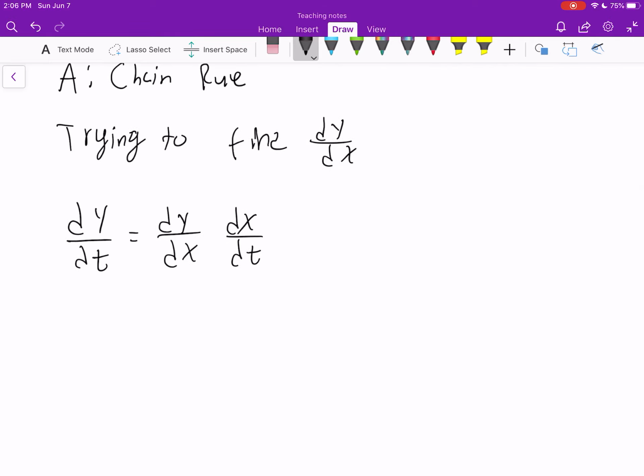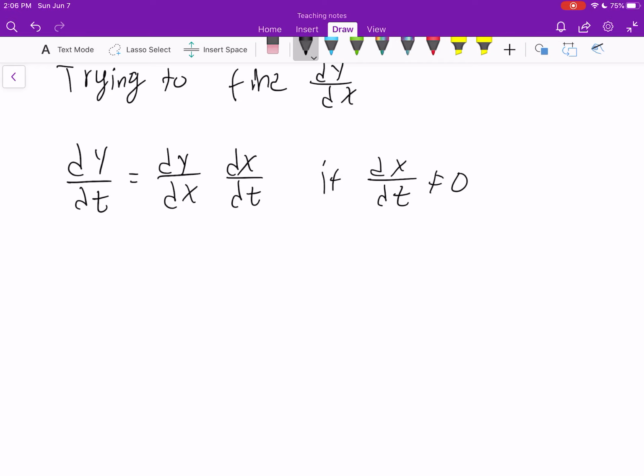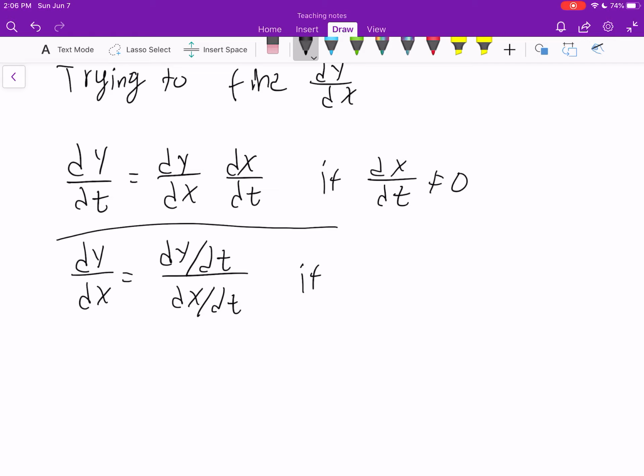And this gives me, if dx/dt is not equal to 0, then I'm going to be able to divide by it, and I'll find dy/dx is equal to dy/dt divided by dx/dt. That is, again, if dx/dt is not equal to 0. I'm not allowed to divide by 0.